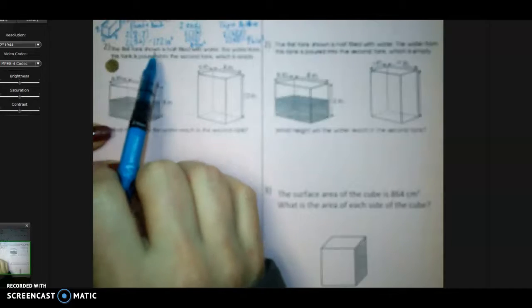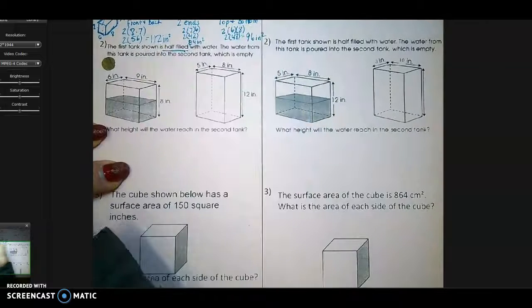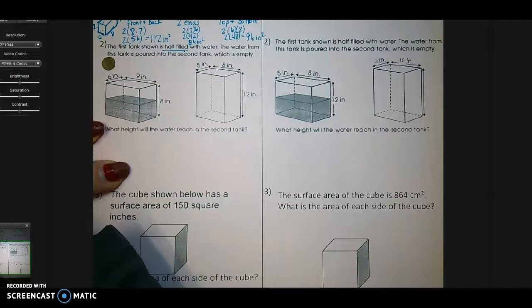So it says the first tank shown is half filled with water. This is important. It's half filled. The water from this tank is poured into the second tank, which is empty. What height will the water reach in the second tank?